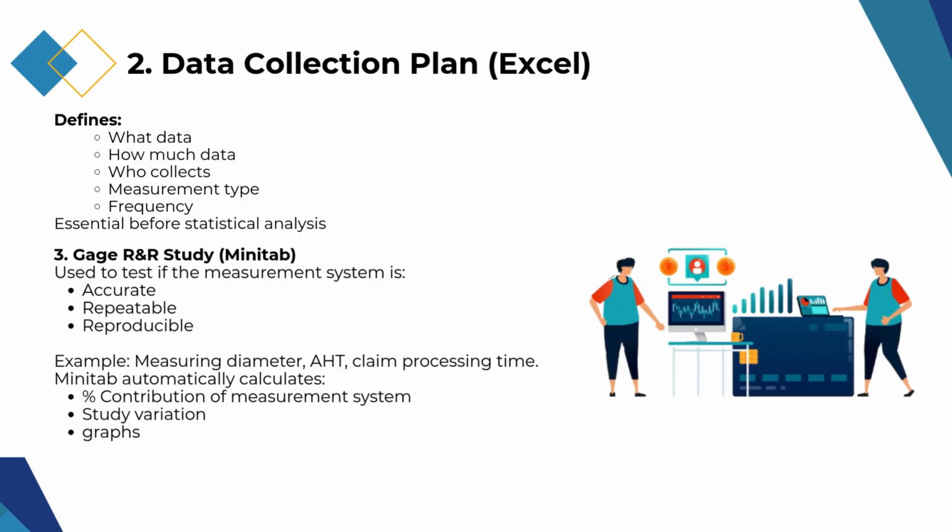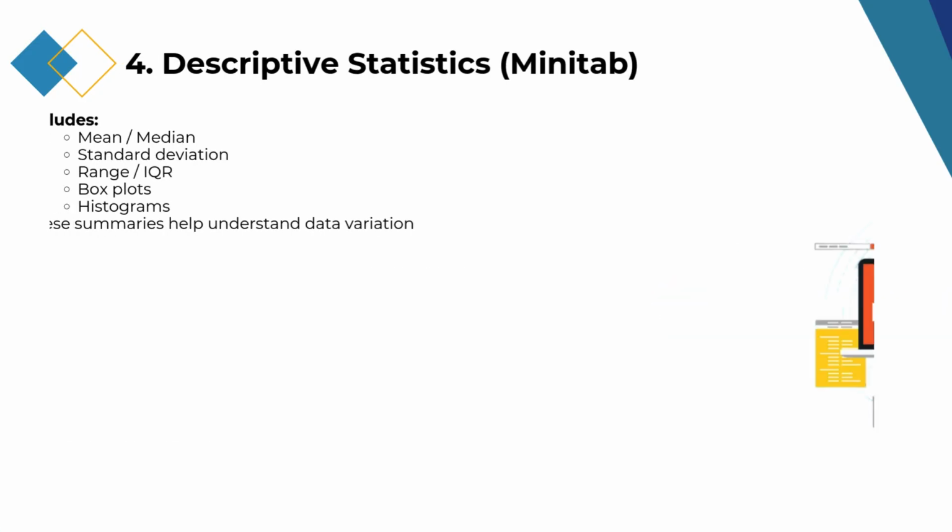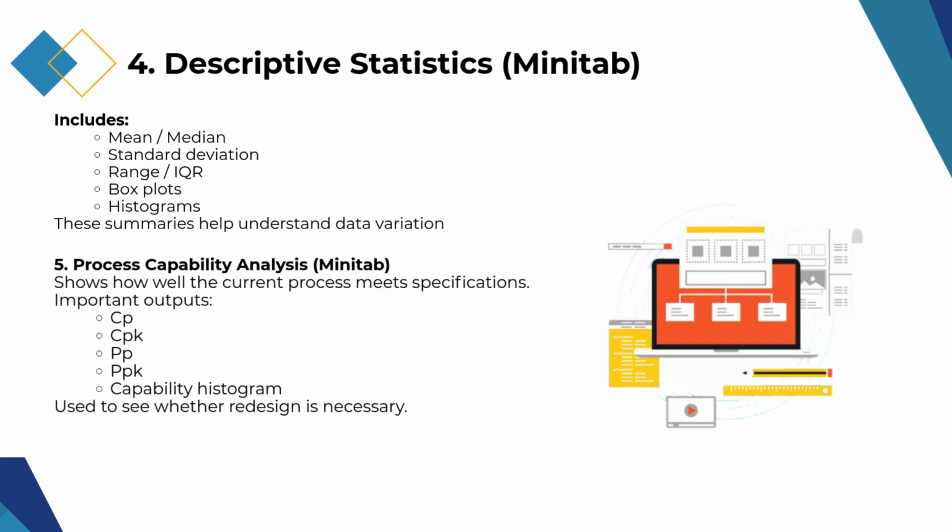Gauge R and R studies done in MiniTab evaluate the measurement system. They check if measurements are accurate, repeatable, and reproducible. MiniTab provides percent contribution, study variation, and graphs to assess reliability. Descriptive statistics in MiniTab summarize data using mean, median, standard deviation, range, IQR, box plots, and histograms help visualize data distribution and variation. These tools help understand current process behavior.